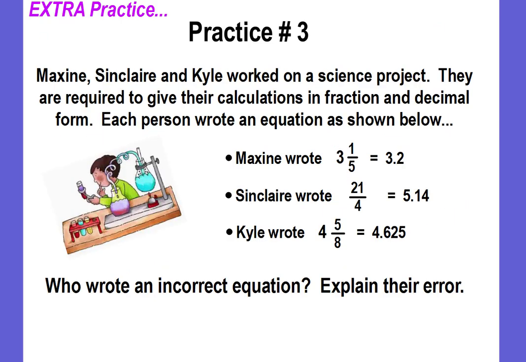Okay, problem number 3. Maxine, Sinclair, and Kyle worked on a science project. They are required to give their calculations in fraction and decimal form. Each person wrote an equation as shown below. So Maxine wrote 3 1/5 is equal to 3 2/10. Sinclair wrote that 21/4 is equivalent to 5 1400ths. And Kyle wrote that 4 5/8 is equivalent to 4 625 thousandths. Which one wrote an incorrect equation? And be prepared to explain your error.